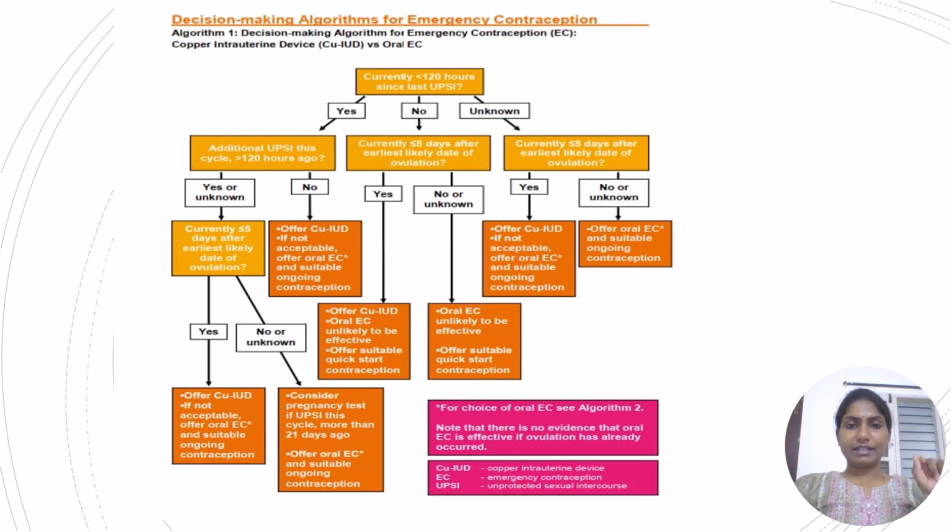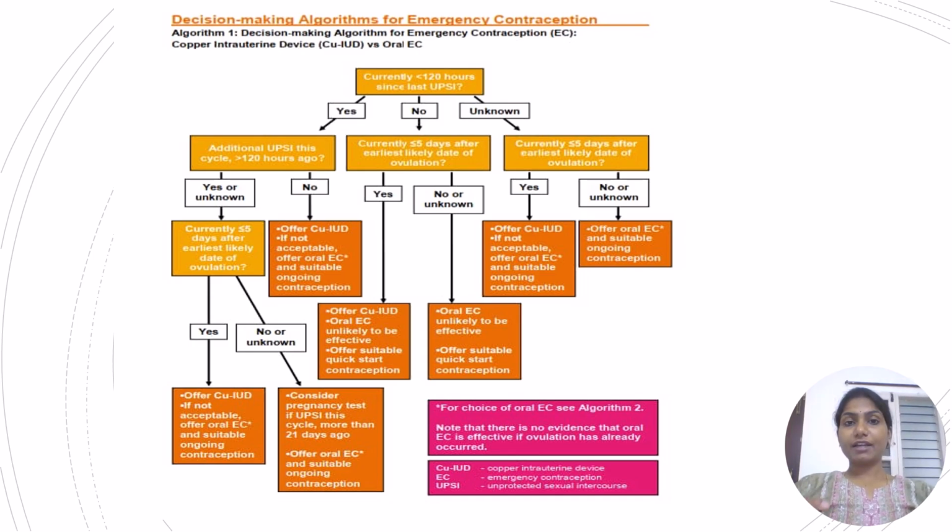So currently, if it is less than 120 hours, that is 5 days since the last episode of unprotected sexual intercourse, and if it is yes, an additional contraceptive method is used, then if it is less than 5 days from the day of ovulation, we can definitely give copper T. And if we don't know whether it is nearing ovulation, then we have to consider a pregnancy test if UPSI occurred more than 21 days ago. Or we have to offer oral emergency contraception and a suitable ongoing contraception.